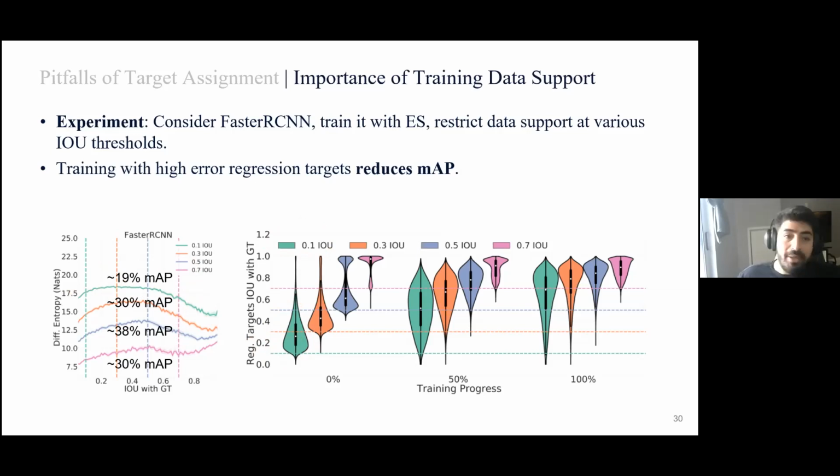For now, we recommend using DETR as a backend for probabilistic object detection, because the way it chooses its regression targets is that it allows the whole data support, choosing regression targets across the whole data support, while at the same time having a high enough average precision.